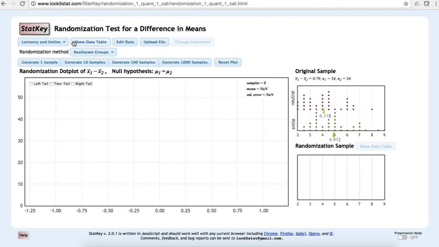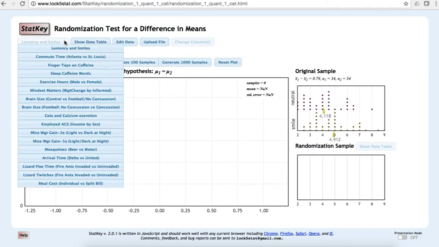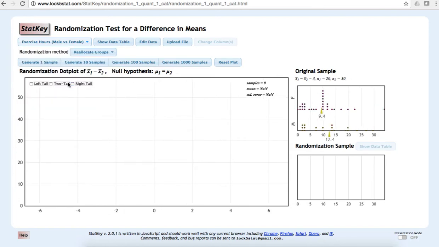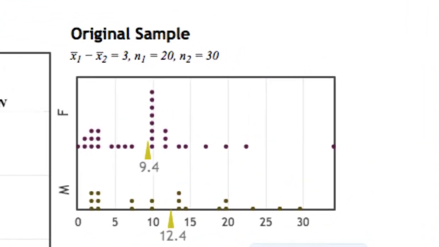We're going to be using one of the built-in data sets. It's called Exercise Hours, Male versus Female. On the right, we can see our original sample. In our sample of females, the average was 9.4. In our sample of males, the average was 12.4. This gives us a difference of 3 in our sample.